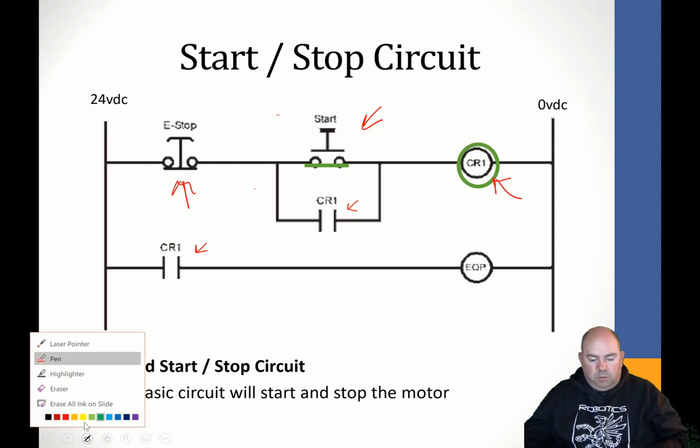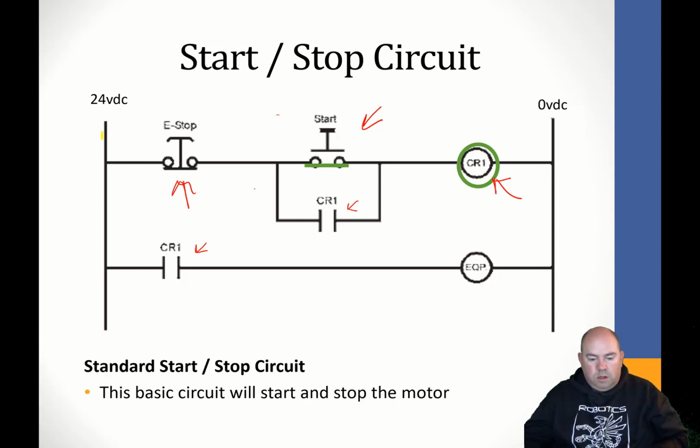because what will happen, I'm going to use my highlighter here, so we have power over here. That gives us power across here, which now energizes this relay. By energizing that relay, that now closes this relay contact as well, which gives us power across here. And now we've created a branch around this start button. We've also closed this relay, which now gives us power all the way to here, which now energizes this device as well.